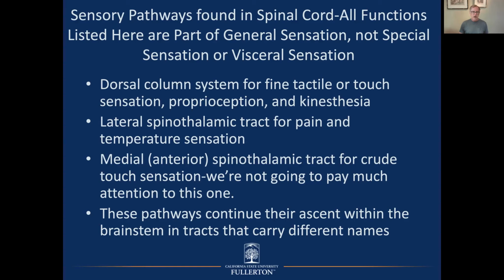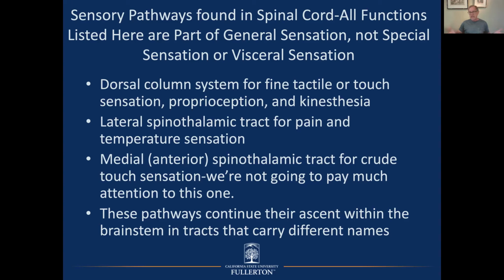We're going to look at the dorsal column system for fine touch, proprioception, and also kinesthesia. I didn't mention that one, but that's in the same system. We're also going to be looking at the lateral spinal thalamic tract for pain and temperature sensations. Both of these are in the spinal cord, so those terms should sound familiar, especially the dorsal column system, because we looked at the gross orientation and organization of the spinal cord earlier. We are going to take a quick look at the medial or anterior spinal thalamic tract for crude touch sensation, but we're not going to pay much attention to that.